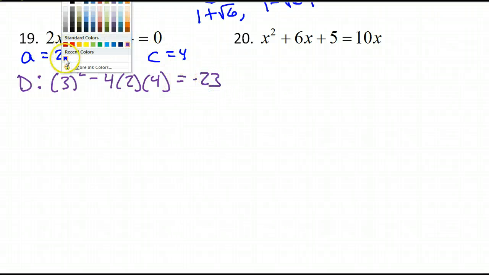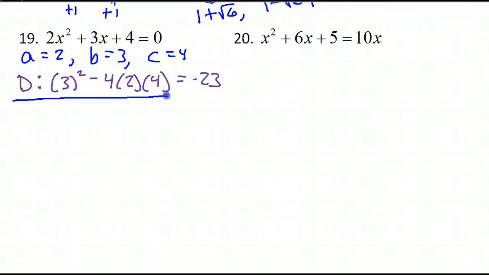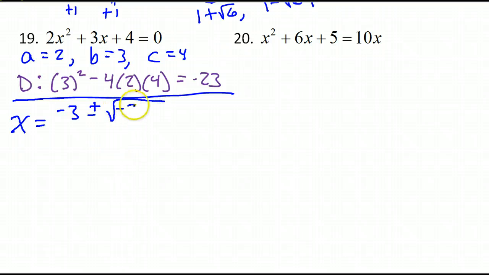Once you have your discriminant, you can go ahead and do the quadratic formula. So the quadratic formula will be opposite of b. So that'll be negative 3 plus or minus square root of negative 23. Okay, the discriminant. All over 2a. 2 times 2 is 4.